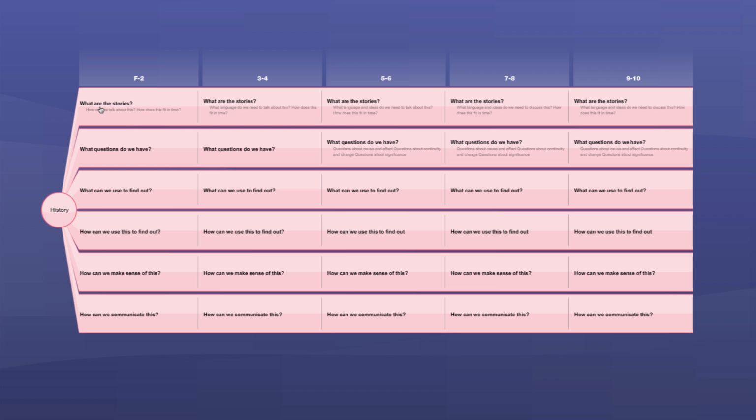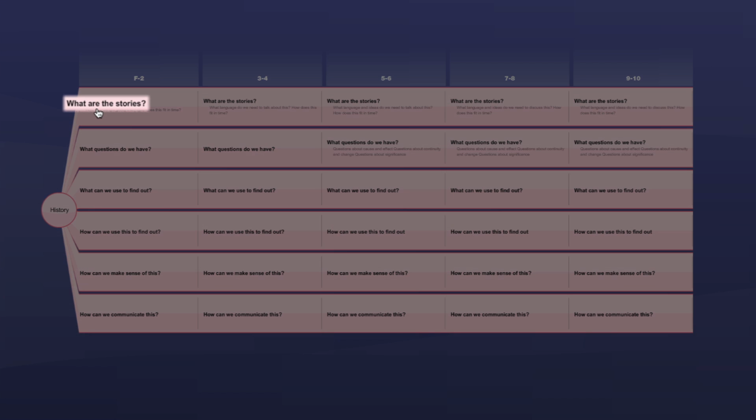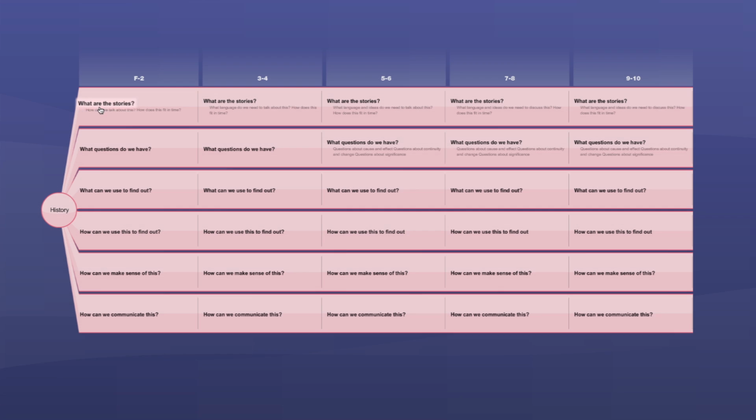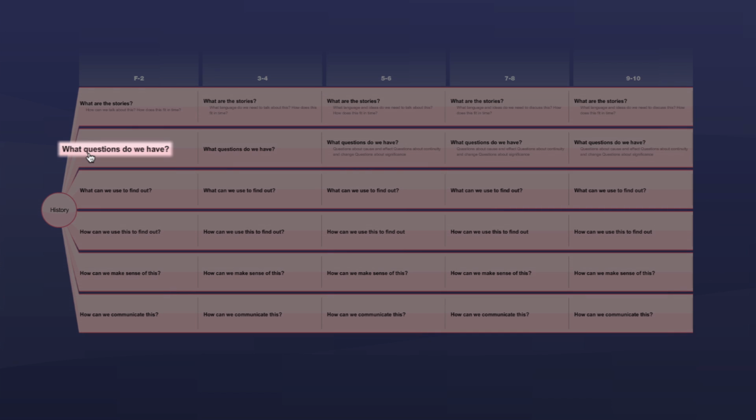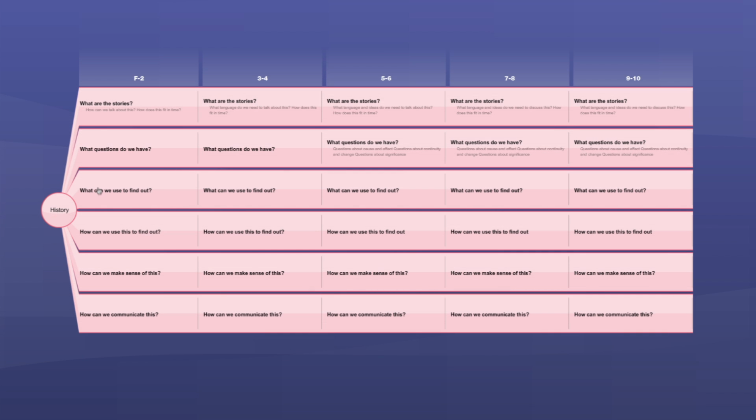The first question is, what are the stories? Historians are interested in the past, the stories, memories and ideas that still remain today. The second question is, what questions do we have? Historians question the stories that they encounter. They solve mysteries of the past and seek to fill in the gaps.